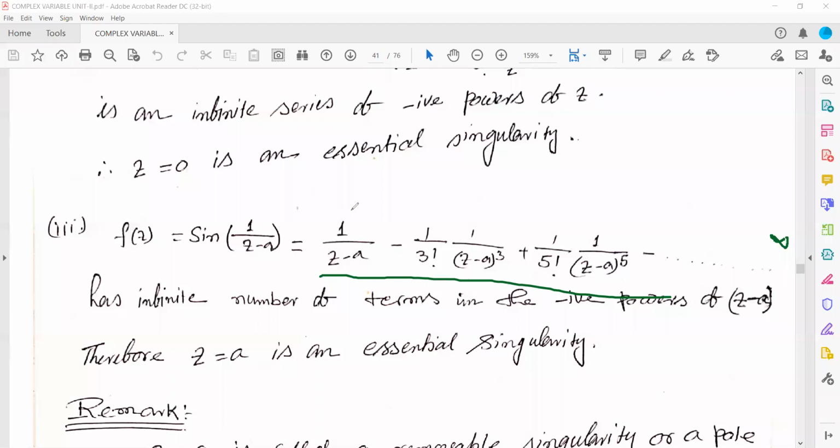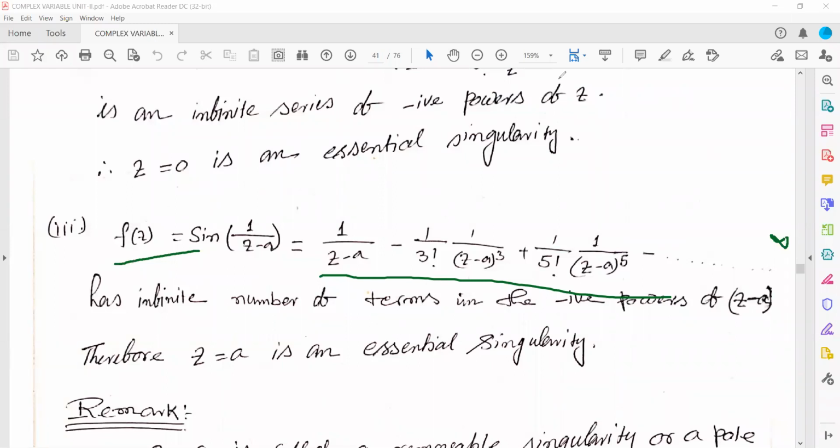Now see here, if you take z minus a in the denominator, it is (z minus a) to the power minus 1. Taking it in the numerator, this is (z minus a) to the power minus 3, and this is (z minus a) to the power minus 5. So all the powers of z minus a are negative here. There are infinite terms, going up to infinity. So there are an infinite number of negative powers of z minus a, and so the point z equal to a is the essential singularity of this function of z.